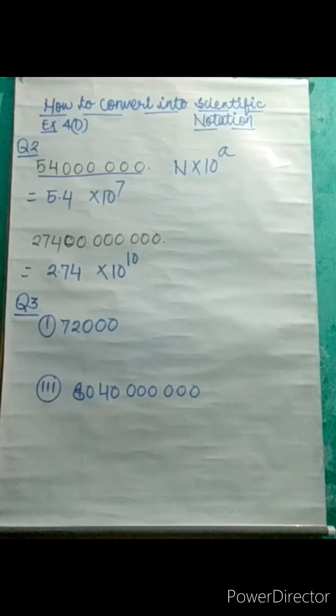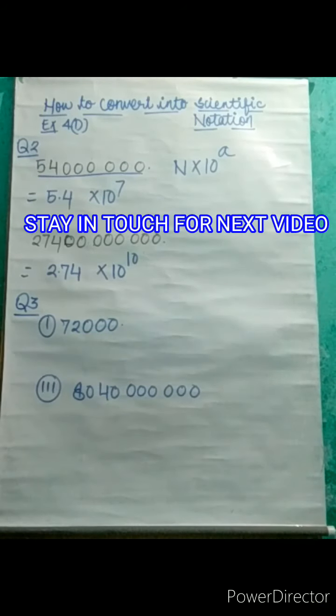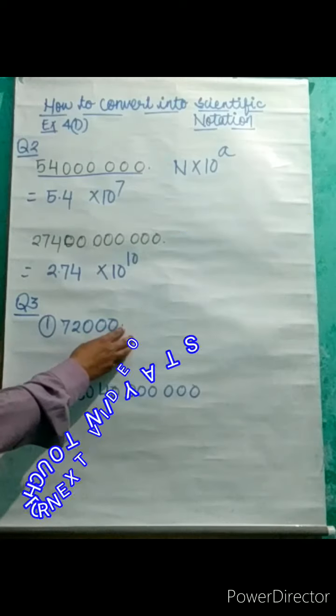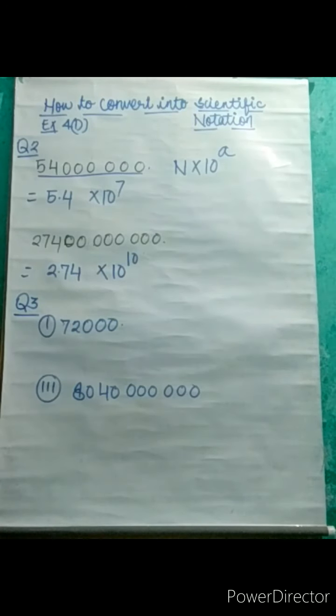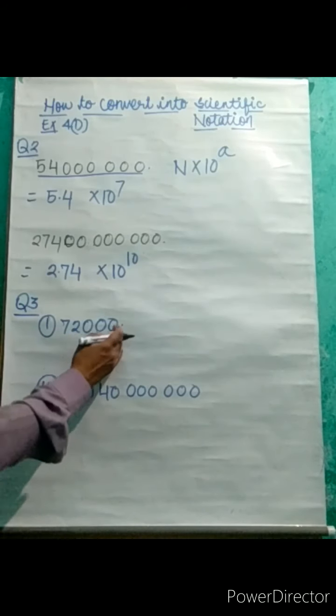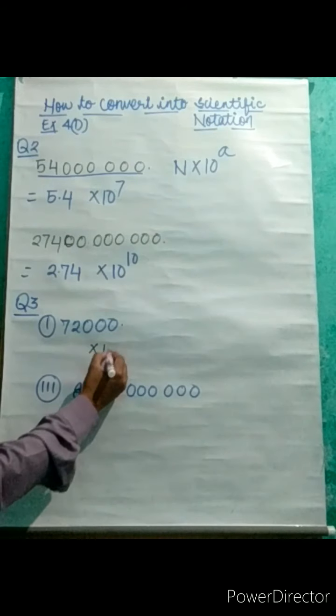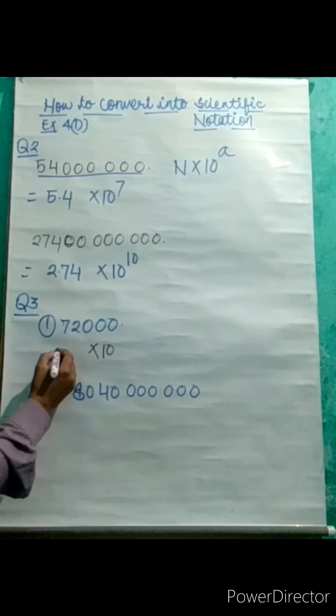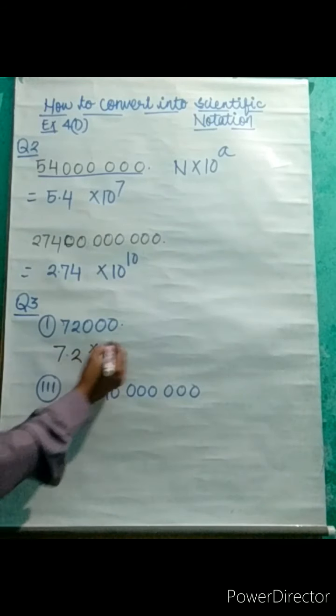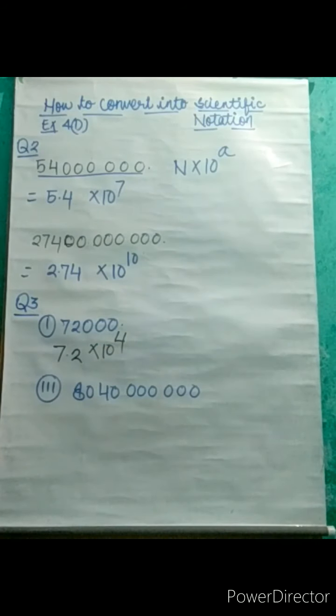Same way in this, you can see decimal is not given, it means the decimal is at the last. We will shift this decimal up to this place, so that on the left side of this decimal only one whole number will be left. We will shift this up to here, 1 2 3 4. Here 4 places we will shift, 7.2 power 4.